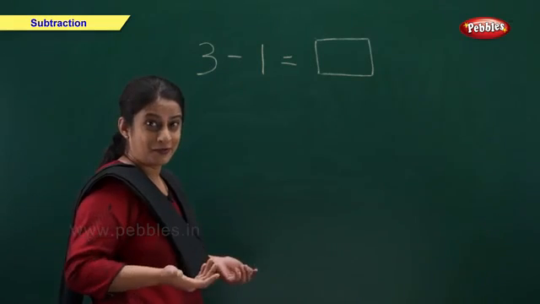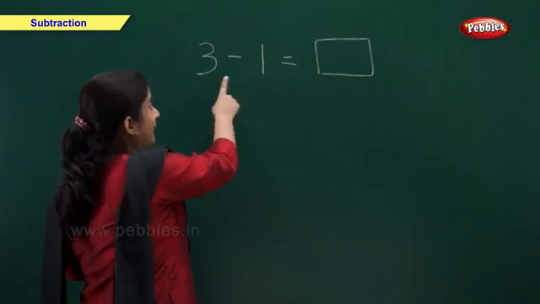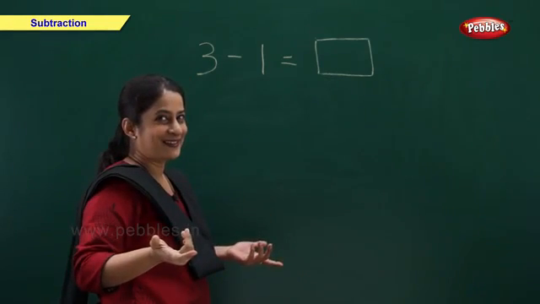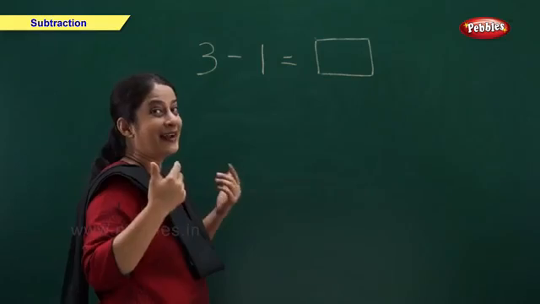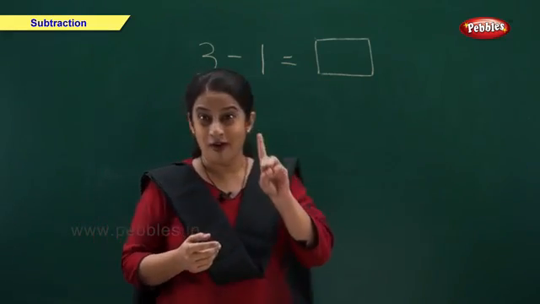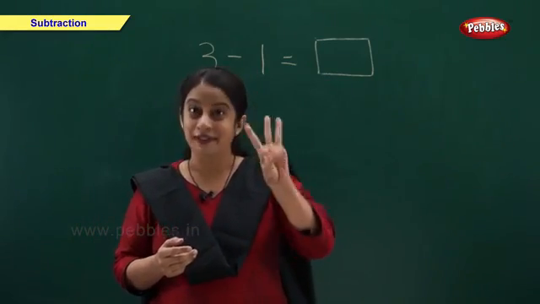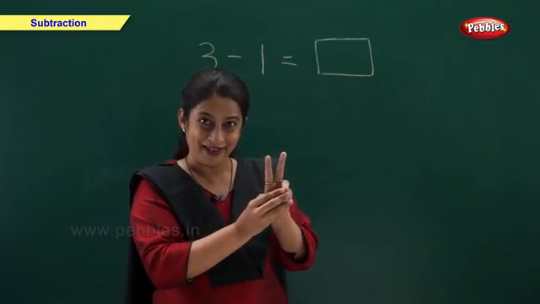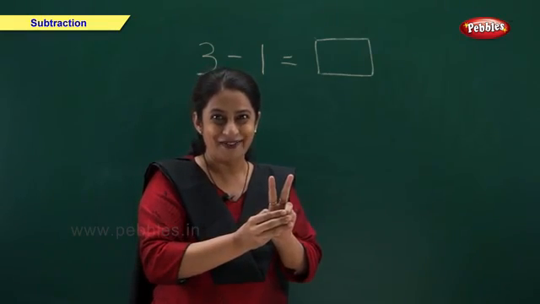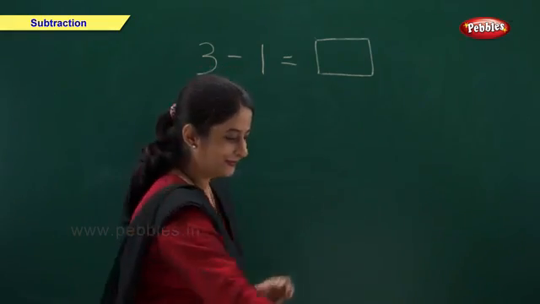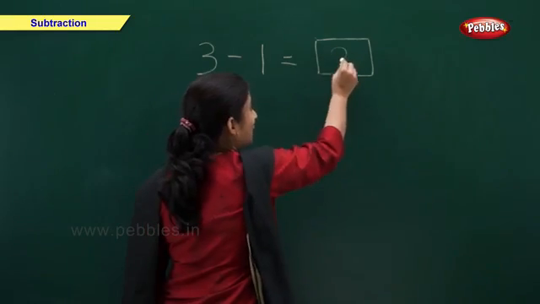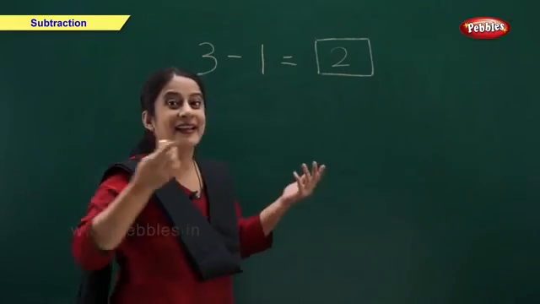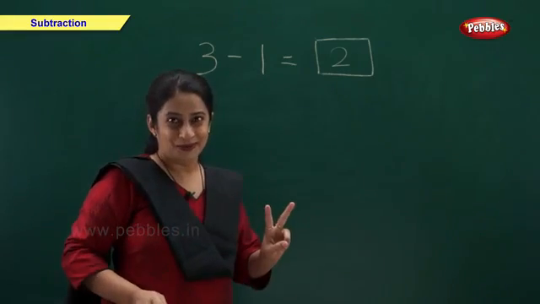I have some numbers on board. 3 minus 1 is equal to how much? Let's count and write. 1, 2, 3 fingers. Now, 3 minus 1 finger. How many fingers left? 2. So, 3 minus 1 is equal to 2.